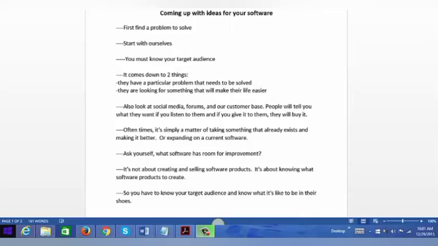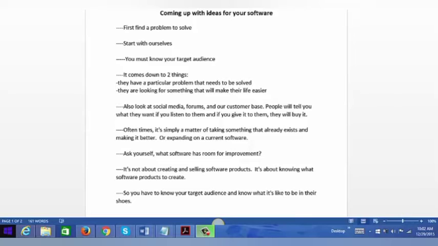You must also know your target audience that you plan to sell your software to. So basically, it comes down to two things. One, consumers have a particular problem that needs to be solved, and two, they are looking for something that will make their life easier. You can also look at social media, forums, and your customer base to get an idea of what types of problems your customers or potential customers have and what they're willing to pay for.